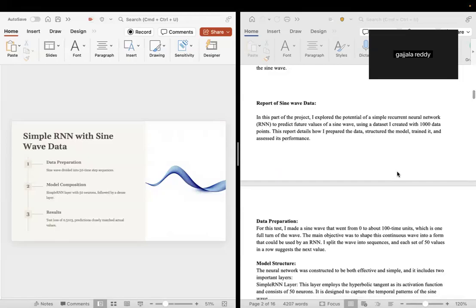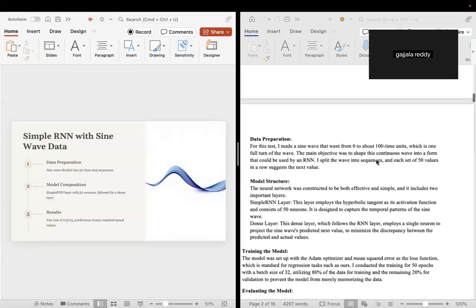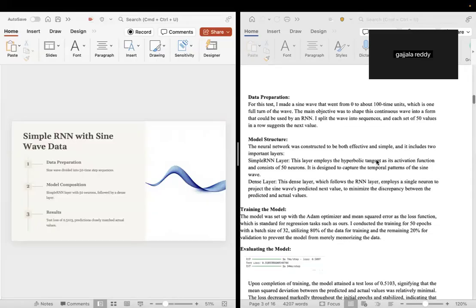This report details how I prepared the data, structured the model, trained it, and assessed its performance. Coming to data preparation, for this test, I made a sine wave that went from 0 to 100 time units, which is one full turn of the wave. The main objective was to shape the continuous wave into a form that could be used by an RNN. I split the wave into sequences, where each set of 50 values in a row suggests the next value of the wave.